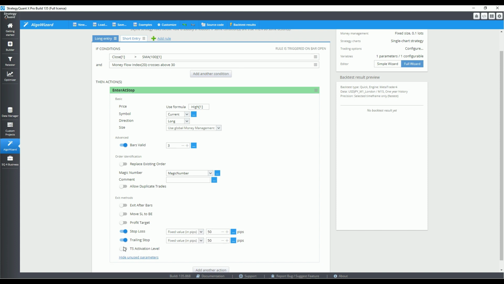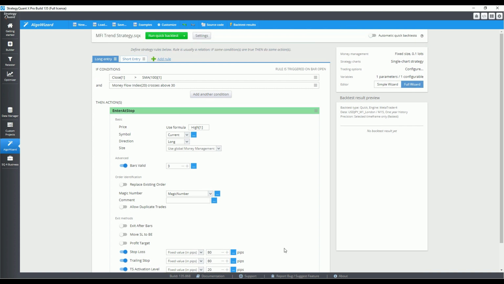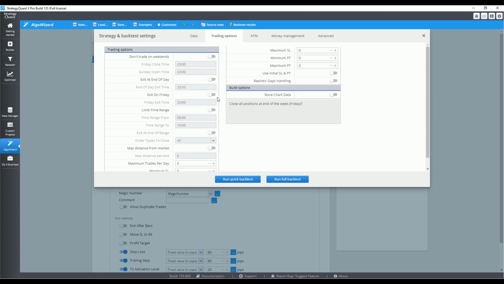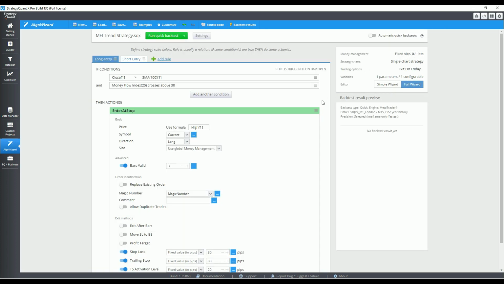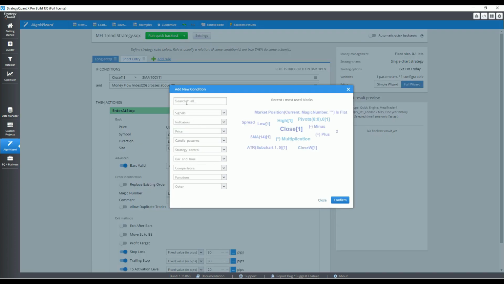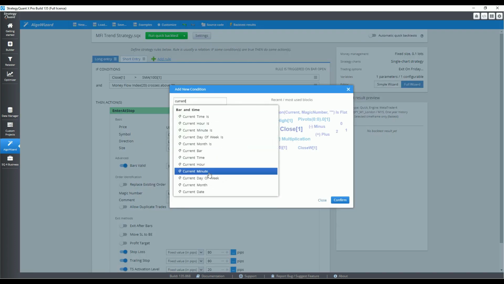For trade management, I'll use an 80 pip hard stop and an 80 pip trailing stop, which will only be activated after the trade has accrued 20 pips of open profit. I'll minimize weekend gap risk by exiting all trades at Friday 4 p.m. New York time. Since trend-following trades usually need time to develop, I'll add an entry condition that avoids opening trades on Friday.